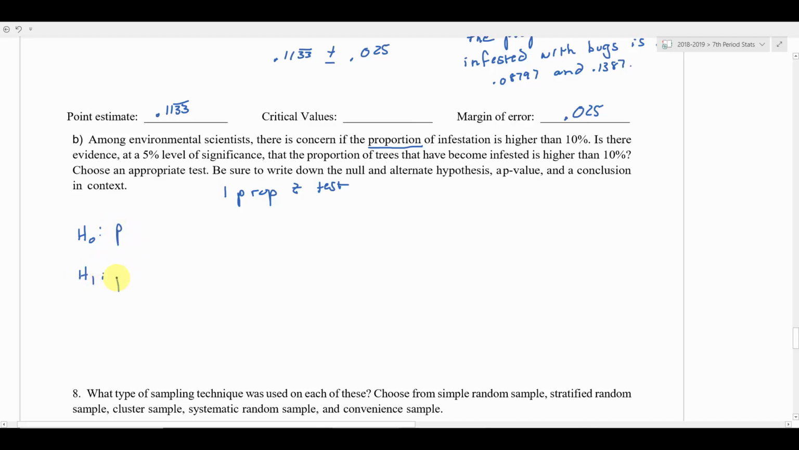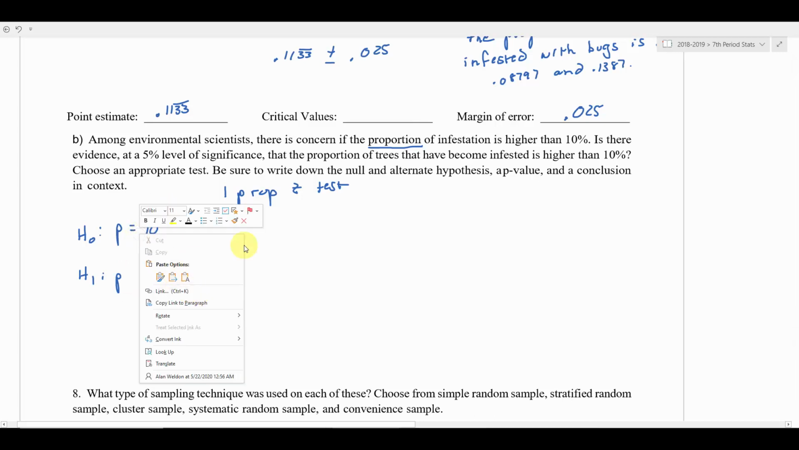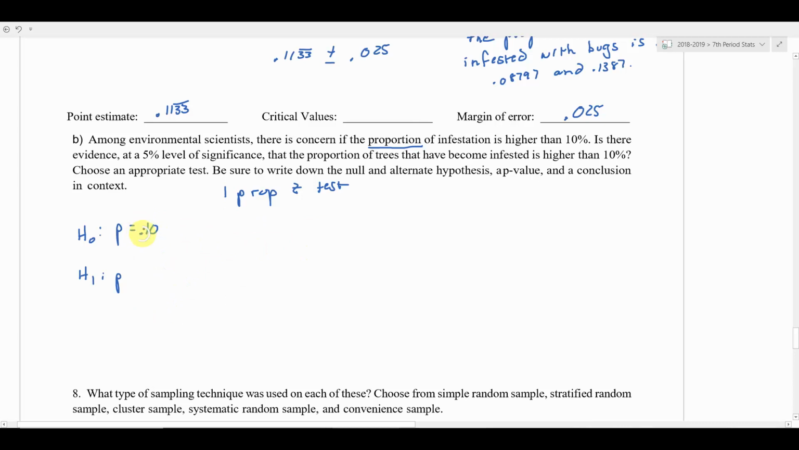All right, so we're testing proportions, so we'll have p. And remember, equality always goes in the null hypothesis. Do not put it in the alternate hypothesis. The null, or the assumption, is that it's equal to 10%. And I should not be putting a percentage there. We always write our proportions as a decimal, 0.10. There we go. And then the concern or the claim is that it is higher than 0.10.